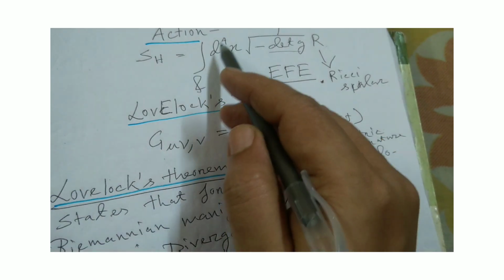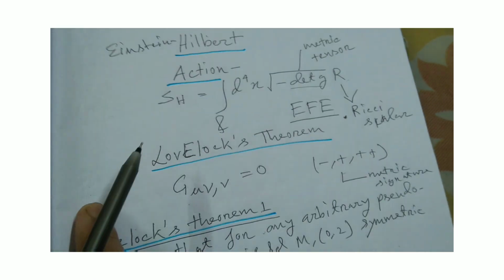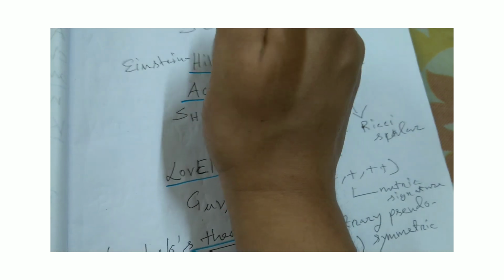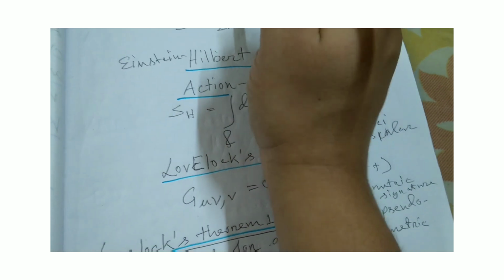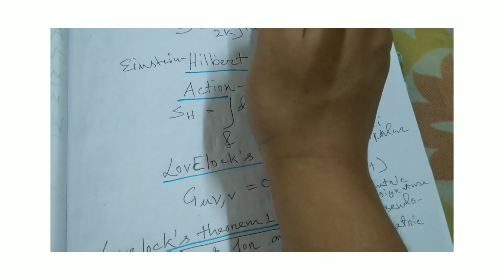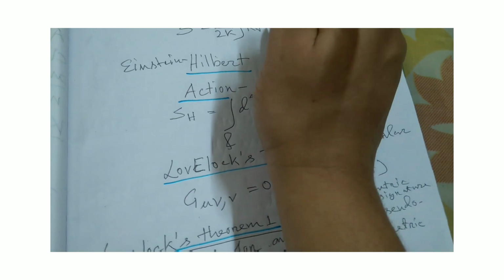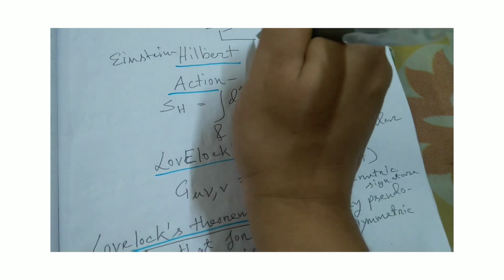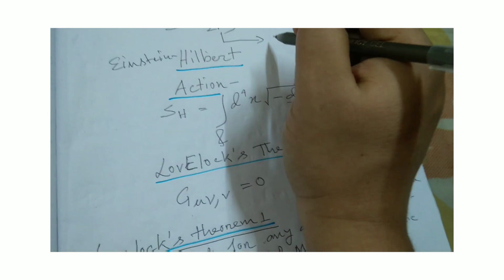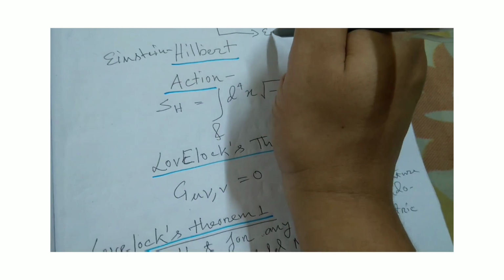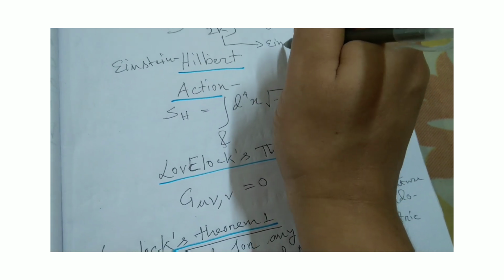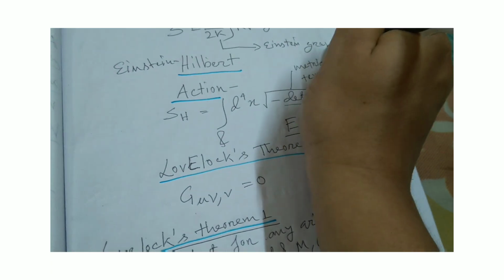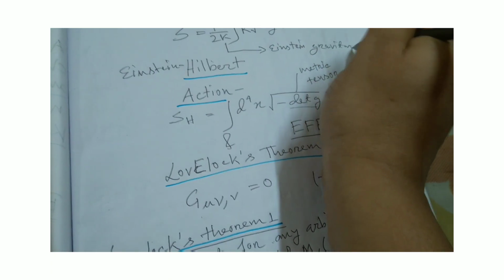Now it can be written in this way: S is equal to 1 by 2k, integral of R root over minus G into d4x, where k is the Einstein gravitational constant.